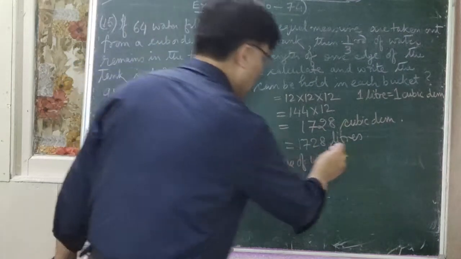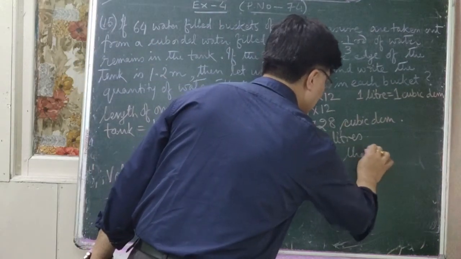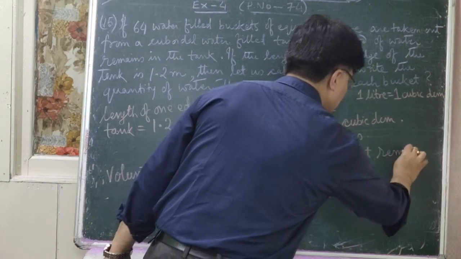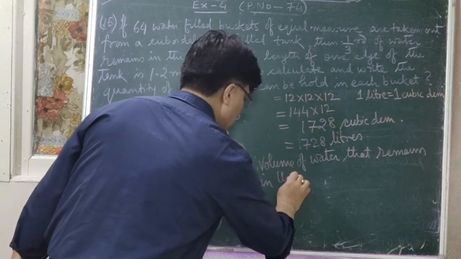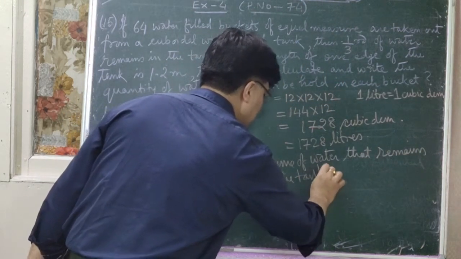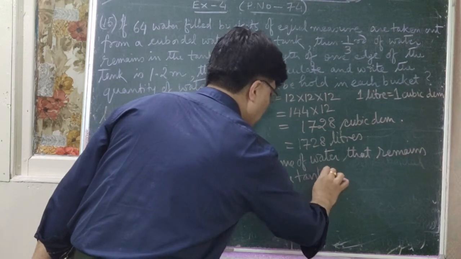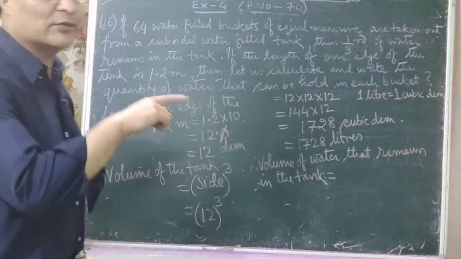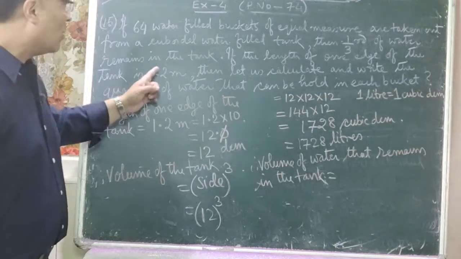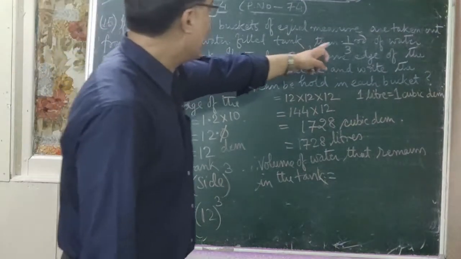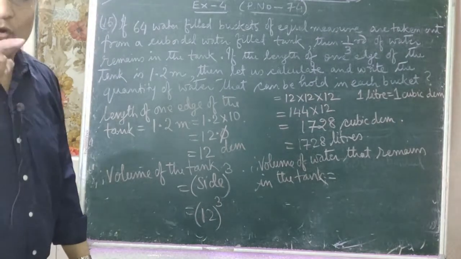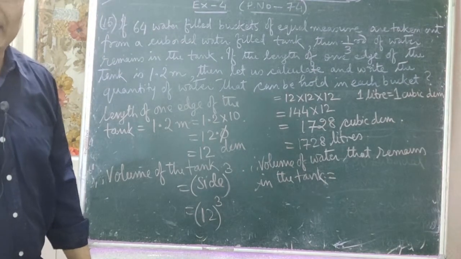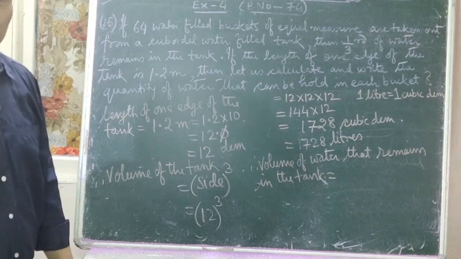Volume of water that remains in the tank is equal to, question के भन्दैछ? 1/3. That is 1/3 of the water remains in the tank. 1/3 of volume of water remains in the tank. बुझ्यो?